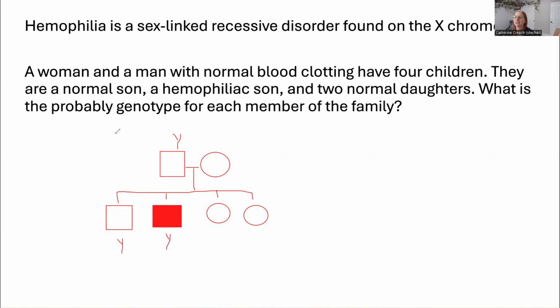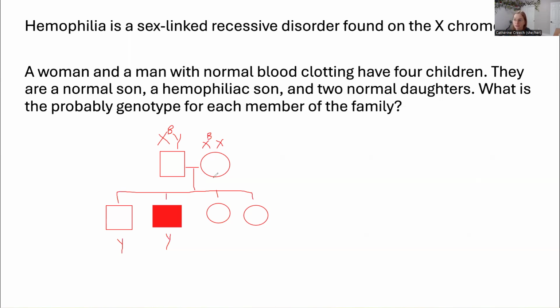The dad has normal blood clotting. So here's his X chromosome. He does not have the trait, and we know it's a recessive disorder, so it's going to be a capital B for blood clotting. We also have a woman, so she's going to get 2 X's with normal blood clotting. So she has at least 1 X with a B.